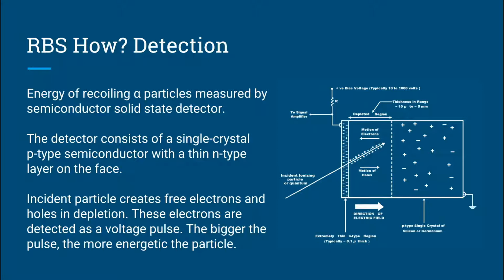The more energy a particle has, the more electrons are freed. Due to the positive bias, the electrons travel to the n-type region where they create a voltage pulse, which is amplified, digitized, and scaled to correspond to the correct energy.